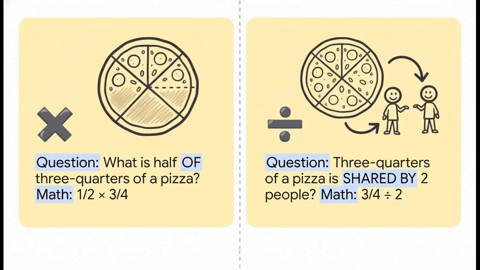On the left, we ask, what is half of 3/4 of a pizza? There's our keyword, of. That means multiply. We're finding a part of a part. But look at the right. If 3/4 of a pizza is shared by 2 people, how much does each get? Shared by tells us we're splitting something into groups, and that means division. The numbers are identical, but the story and the math are completely different.